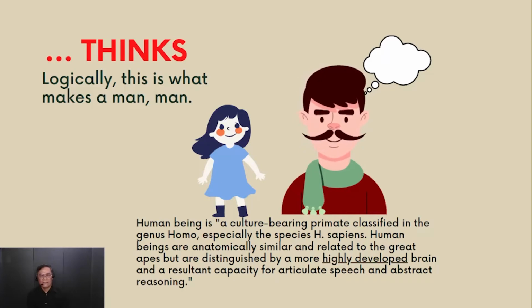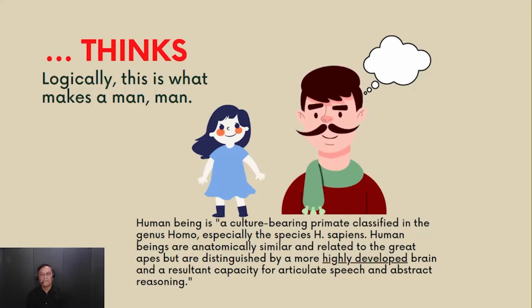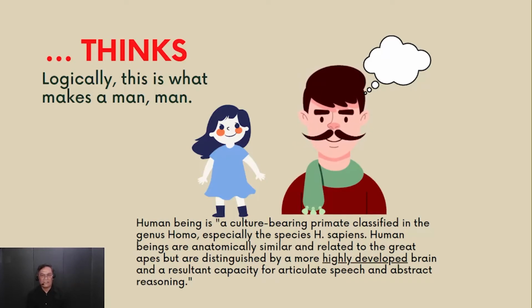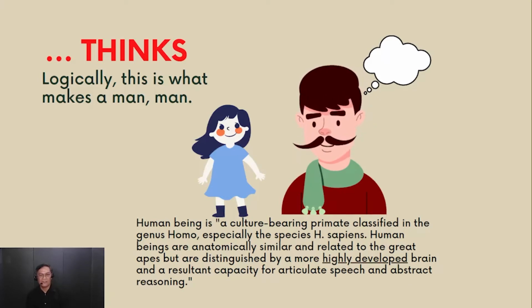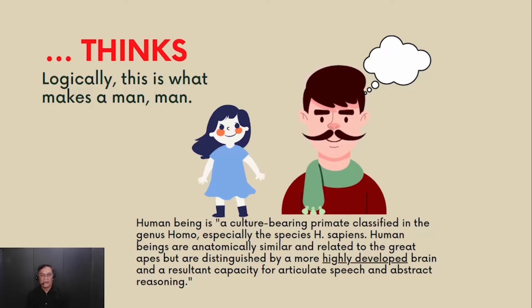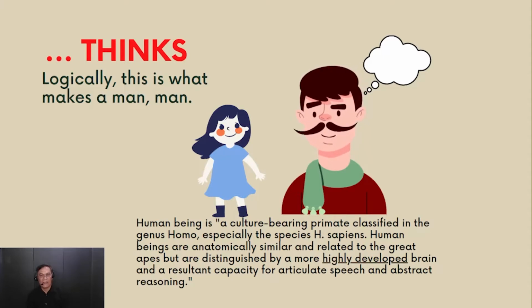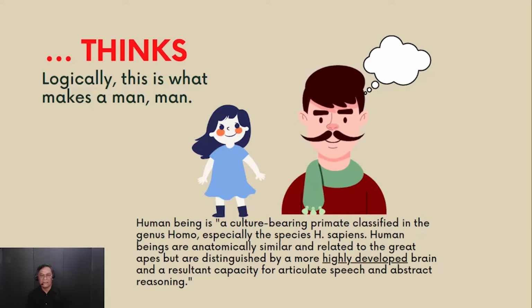Well, I think the other definition, especially the scientific definition of man, also conforms with that logical definition that we are talking about right now. So let me read it to you. It says, human being is a culture-bearing primate classified in the genus Homo, especially in the species Homo sapiens. Human beings are anatomically similar and related to the great apes, but are distinguished by a more highly developed brain and the resultant capacity for articulate speech and abstract reasoning. Wow, very long definition. But as I said, that conforms to the logical definition.